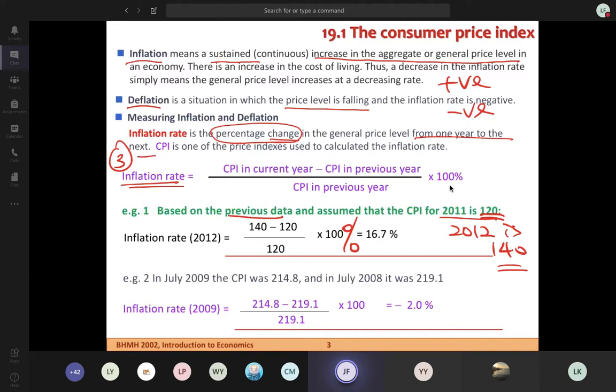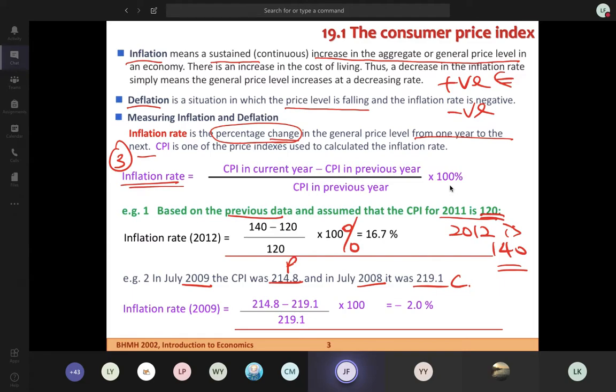Okay, so it is a positive figure. When it is a positive figure, it shows you that it's an increase in price. 當佢係一個正數，咁其實佢就係一個物價水平嘅增加啦。Okay, so take a look at the second example. In 2009, the index is 214.8. In 2008, the index is 219.1. So we use the current figure minus the previous figure and divide it by the previous.